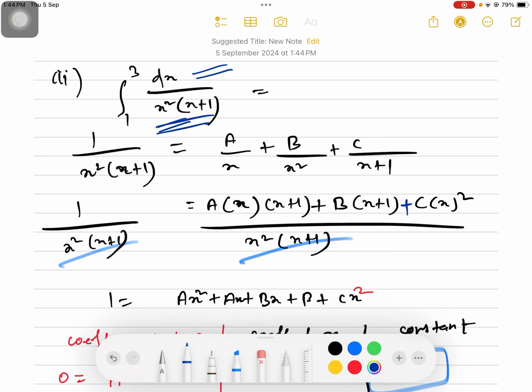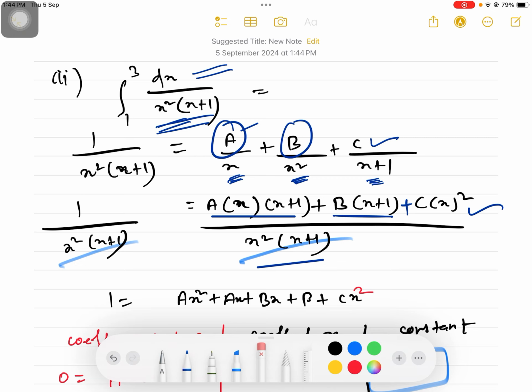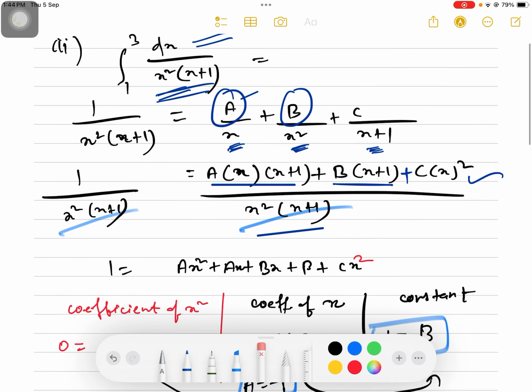Now take the LCM on the right side. Here we have only x square and x plus 1, so x square into x plus 1 will be our LCM. Then we have to simplify. For a, the denominator is x, so the LCM is x square, so x and x plus 1 will multiply a, that is a into x plus 1. Now plus b, whose denominator is x square, so only x plus 1 we have to multiply: b into x plus 1. Then plus c, whose denominator is x plus 1, so we multiply by x square.